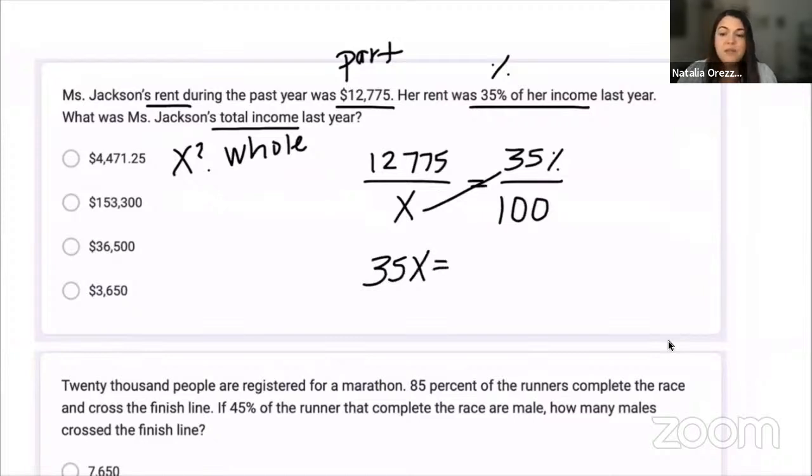And 12,775 times 100. I'm going to show you a little shortcut here. I'm going to put 12,775, and I'm going to put these two zeros at the end of it. 1, 2. Okay? Everybody with me so far?